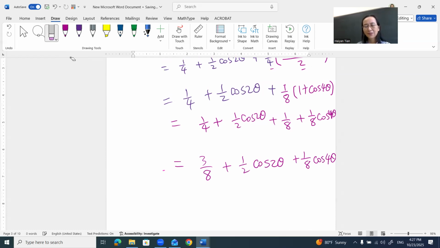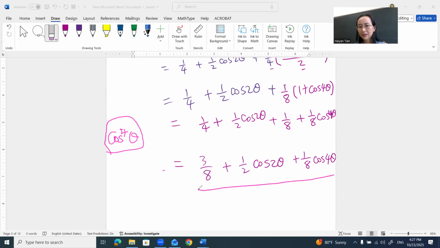So now, we started with this function and we applied the power reducing formula, and we finally ended at this expression involving 2 theta and 4 theta. The reason is, every time you apply the power reducing formula, you have to involve the double angle.